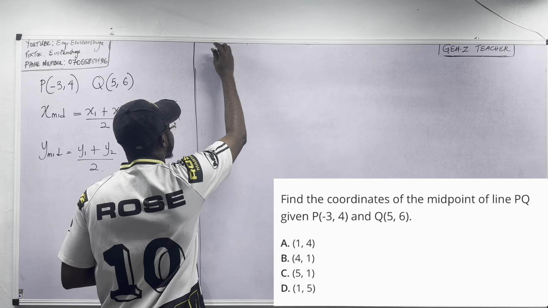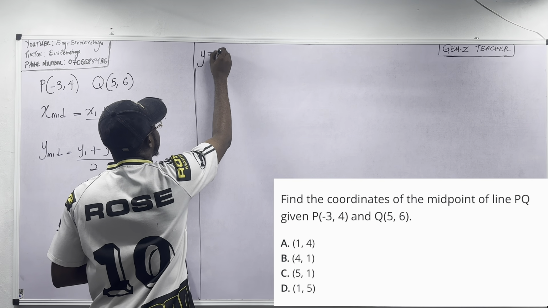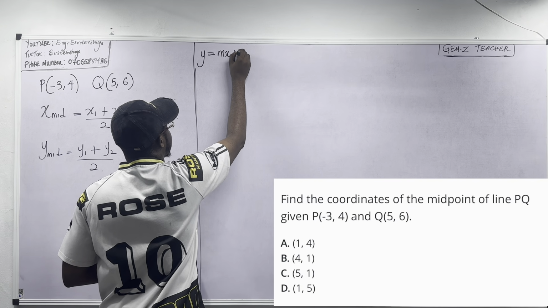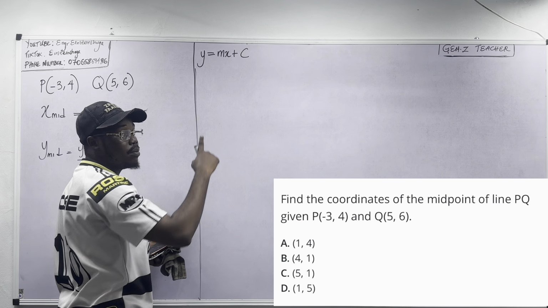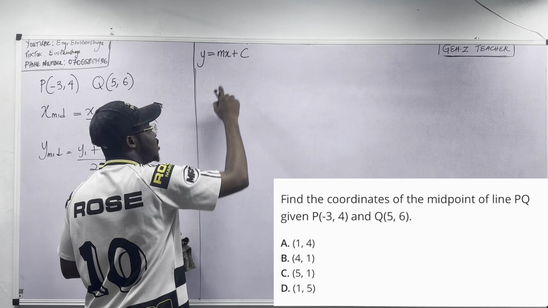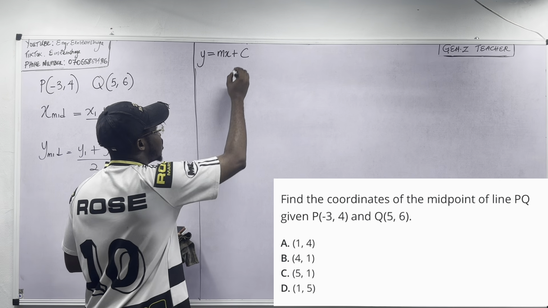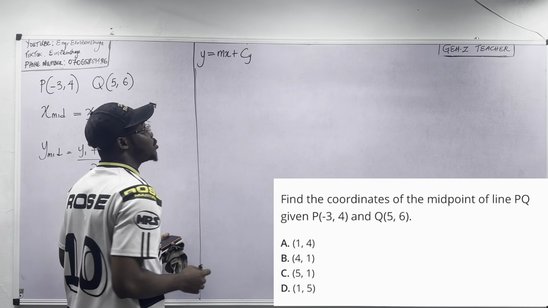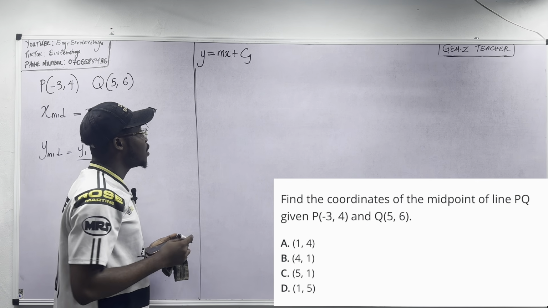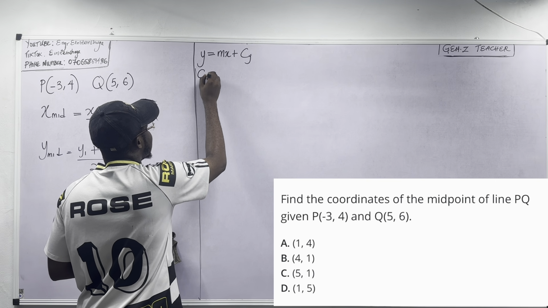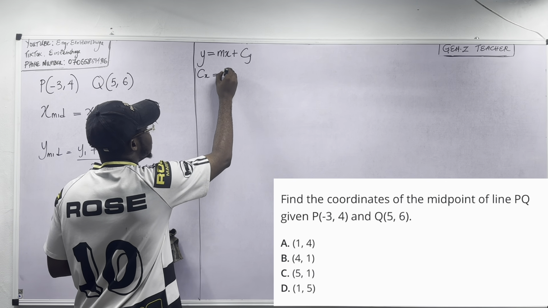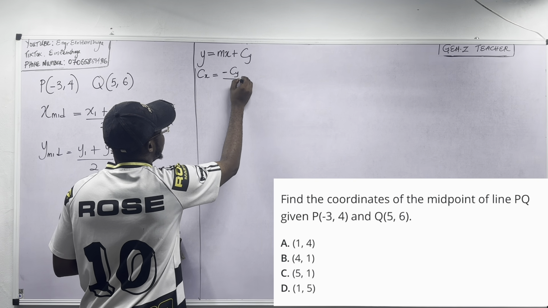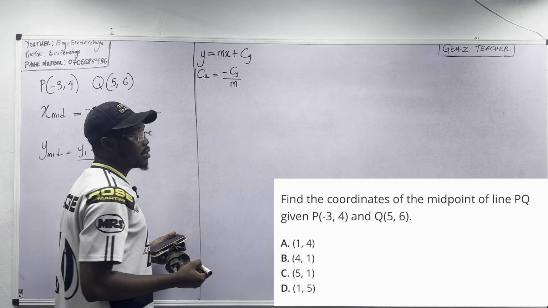Okay, first things first, the equation of a straight line says y equals mx plus c, where m is the gradient and c is the intercept. This c is the intercept on the y-axis. If you're asked to find the intercept on the x-axis, it is basically negative c over m.